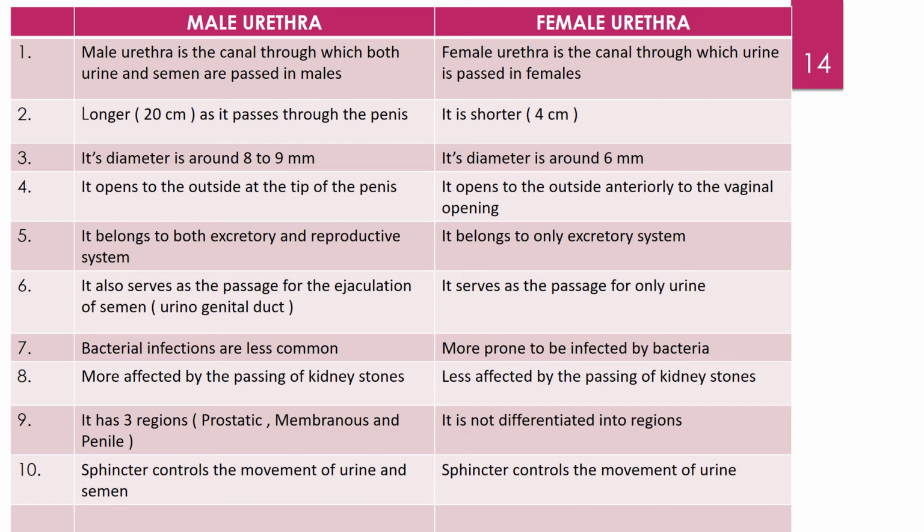Point number 10, the sphincter controls the movement of urine and semen in case of male urethra. In case of female urethra, the sphincter controls the movement of the urine. Friends, I hope you have understood these points of differences clearly.